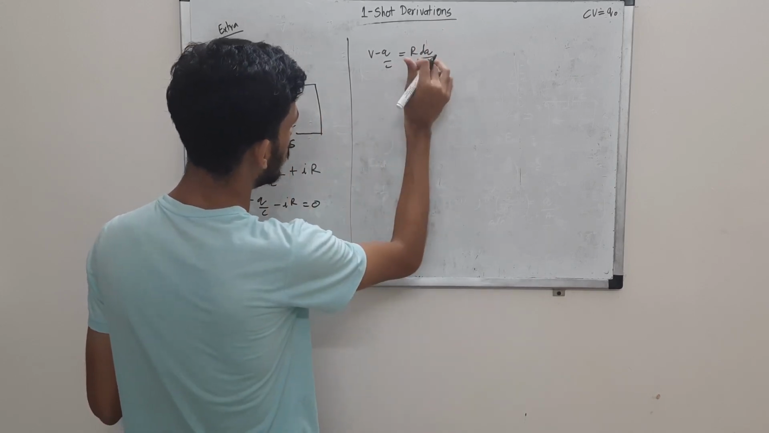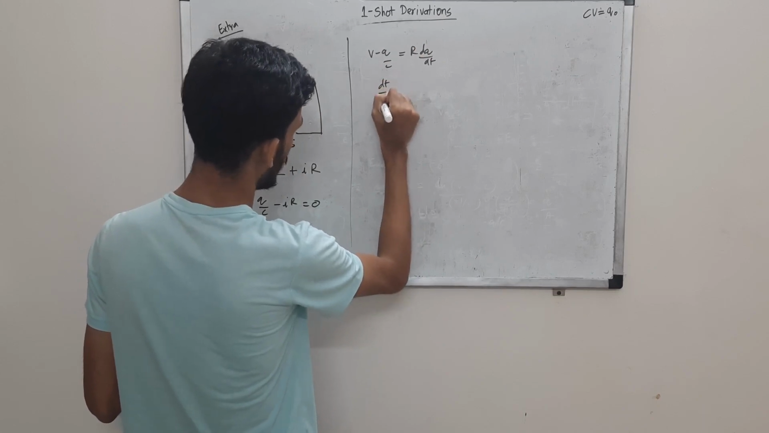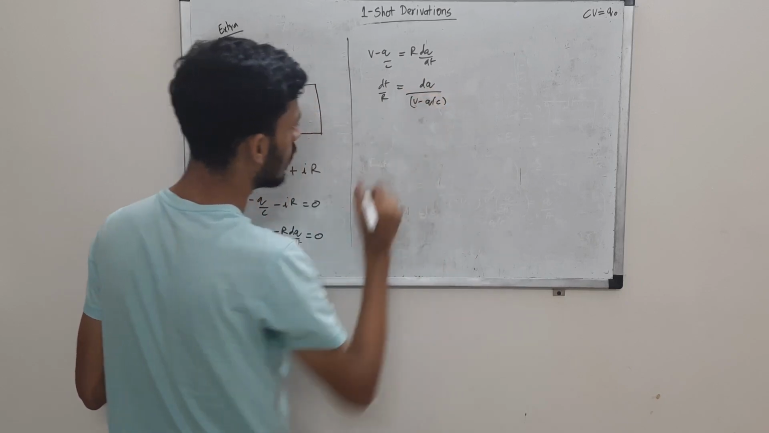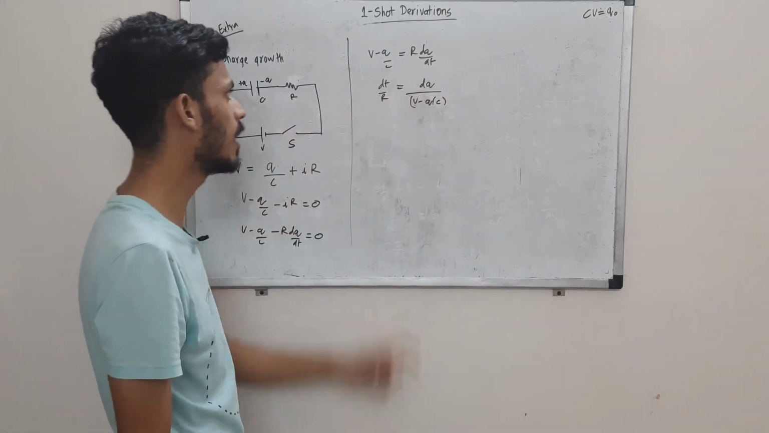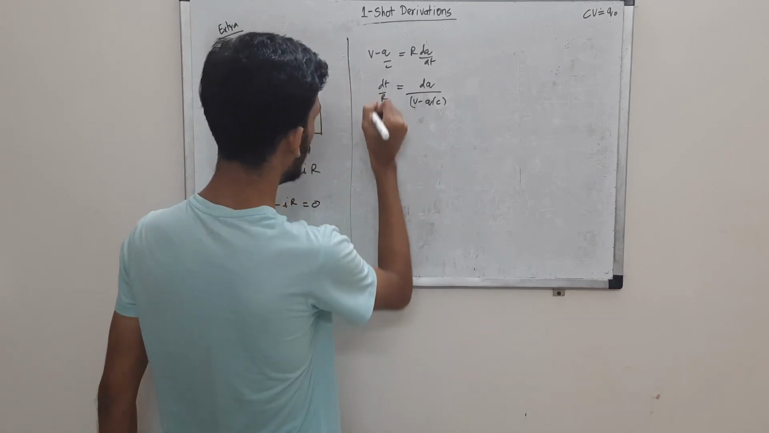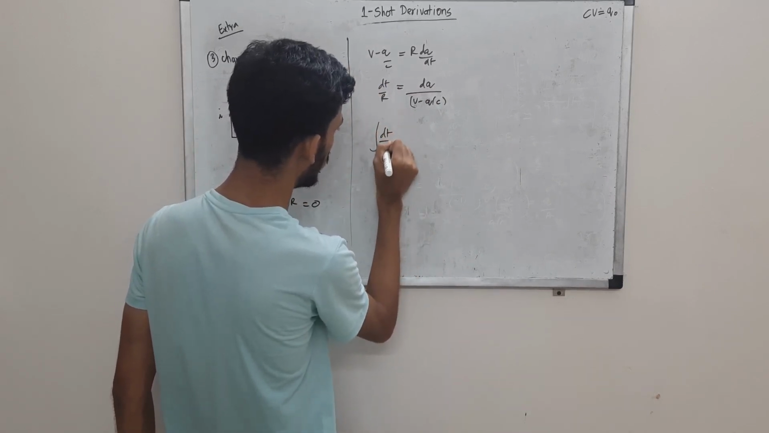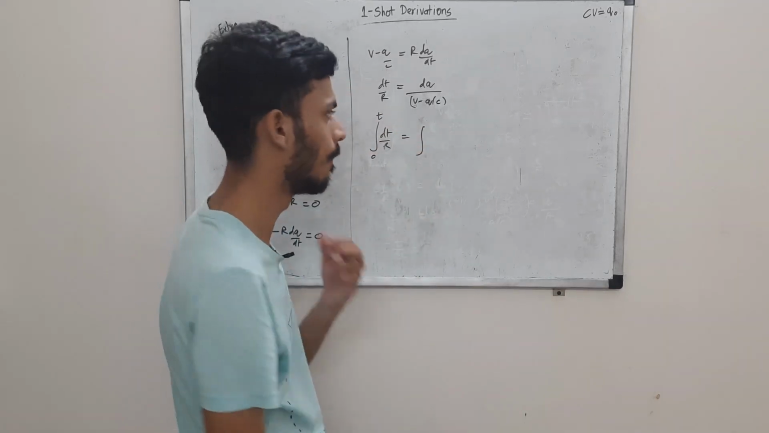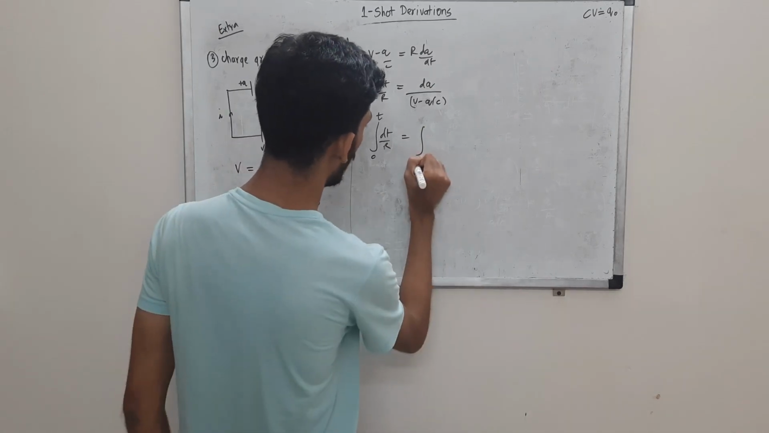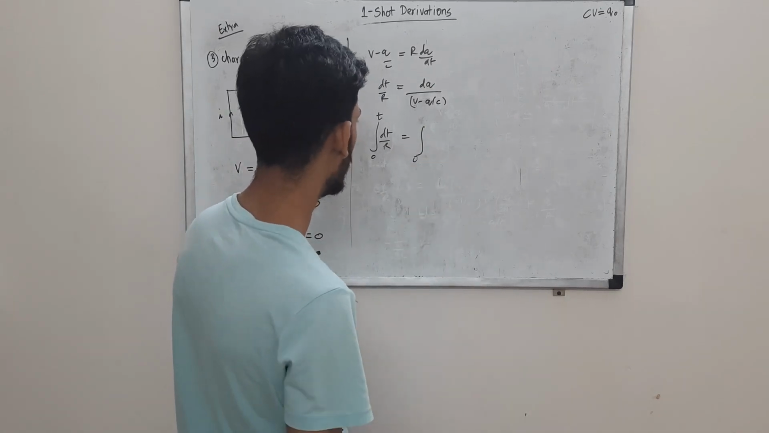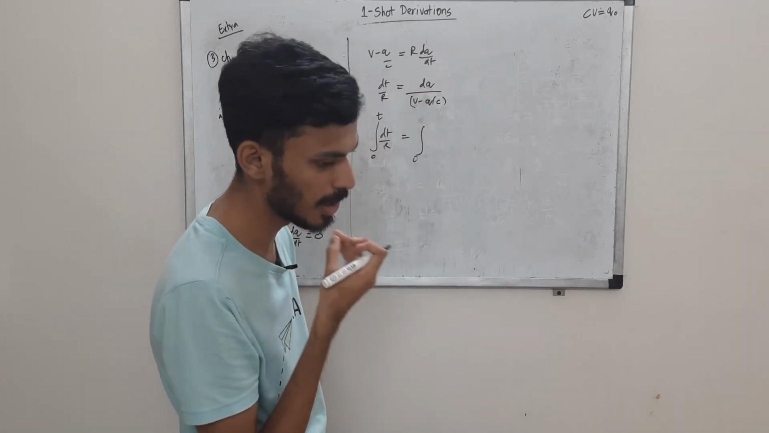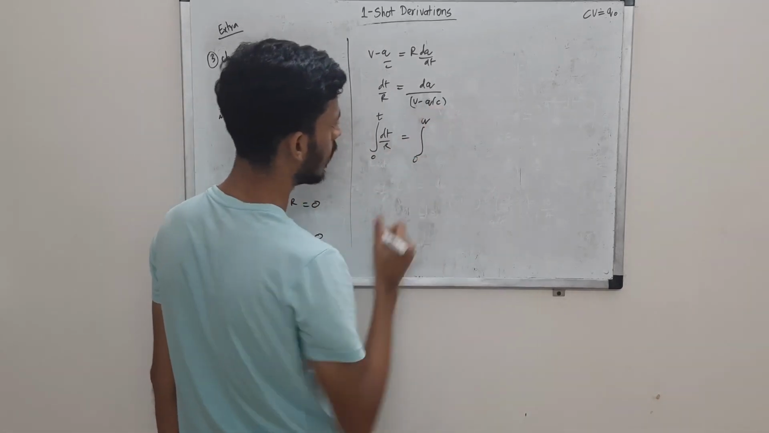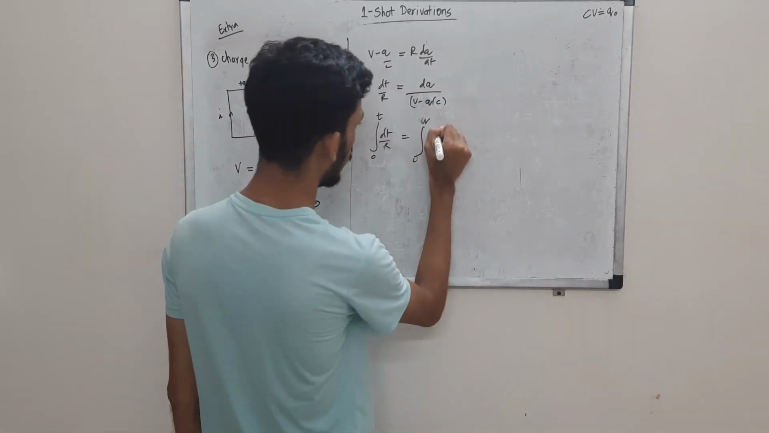What can we do next? We'll bring dt and R on one side and dq over V minus q by C to the other side, okay. So q variable on one side and t variable on the other. We can integrate this, integrating it from 0 when the switch is not closed, to t, sometime t after closing the switch. The initial charge on the capacitor will be 0 when the switch is not closed. After time t, let us suppose it assumes some charge q, okay.